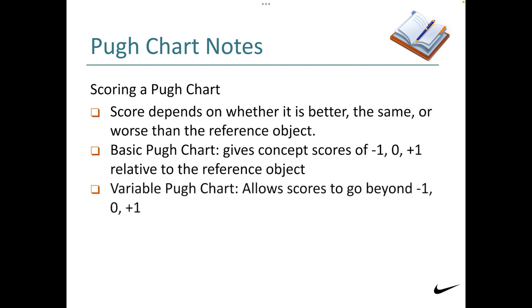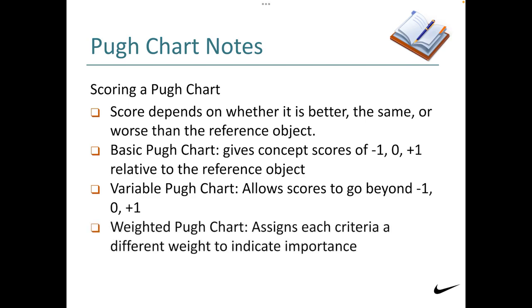A variable Pugh Chart allows you to score beyond -1, 0, and +1. So it allows you to go to 2s, to 3s, etc. And then a weighted Pugh Chart assigns each criterion a different weight to indicate importance. So let's say you have your -1, 0, and +1 scores, but maybe the price of something is super important to your customer. So you're going to assign it a different weight. So maybe it's going to have 3 times the weight of everything else. Okay, and we'll walk through some examples to make this less abstract.